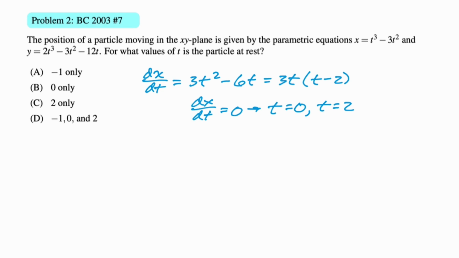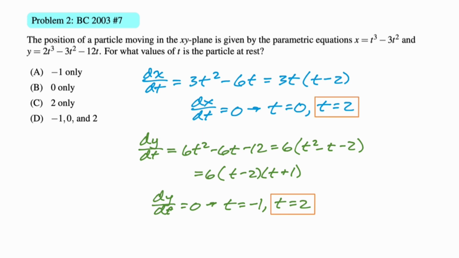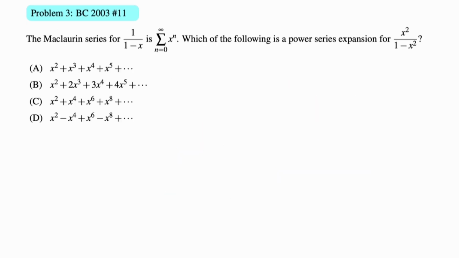So dy/dt is also just the power rule. And then we have to factor it, so we get 6 times the quantity t minus 2 and t plus 1. Set that equal to 0, and we get t is negative 1 and t is 2. Now we have to look through and find any time that shows up in both dx/dt is 0 and dy/dt is 0. So you can see t equals 2 is the only thing that shows up. That's our answer, which I guess I forgot to circle. Let's look at the next one.